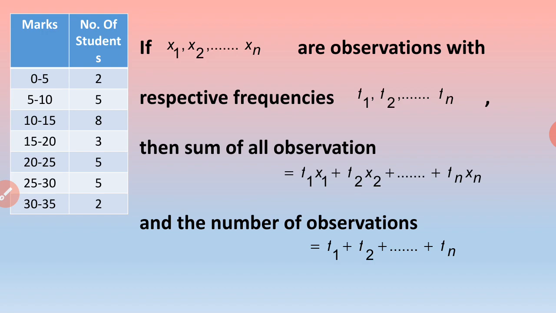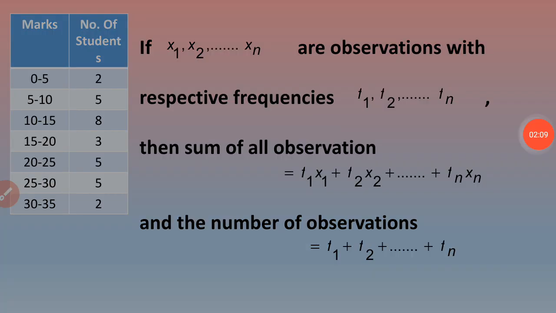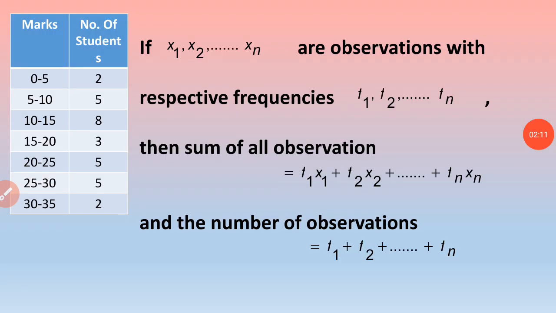Let us proceed. Then the sum of all the observations will be f1 x1 plus f2 x2 plus up to fn xn. Now here you are going to calculate f1 x1, f2 x2 and so on separately by multiplying the class marks and the frequencies. That will be your sum of all observations. Then you will find out the number of observations. That will be the sum of all the frequencies. We'll discuss it one by one.